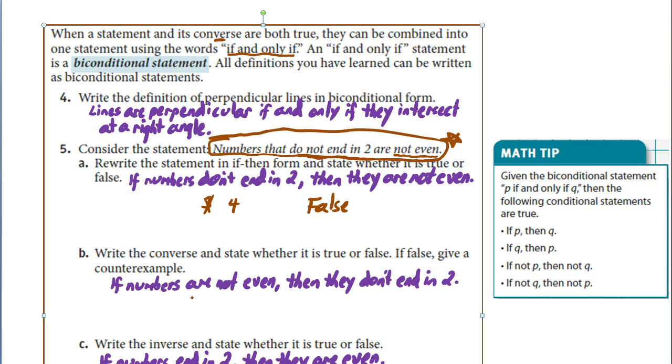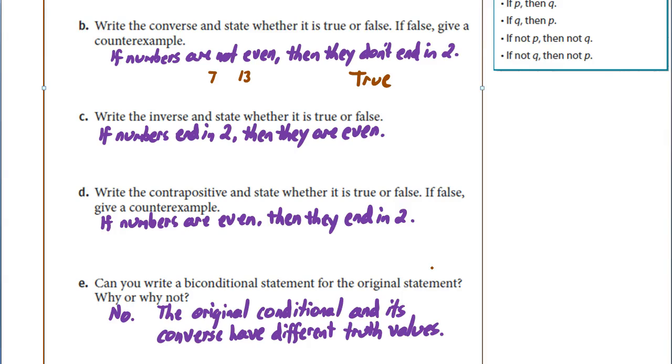Okay, true or false? If numbers are not even, for example, the number 7, that's not even, then they don't end in 2. Okay, I'll go with that. Another number that's not even, 13, then they don't end in 2. Yep, 13 doesn't end in 2. For every number we can think of that's not even, is it guaranteed that it won't end in 2? Yes, I think so. This is true. So there are no counterexamples. We weren't able to find one, and that's why we said true.